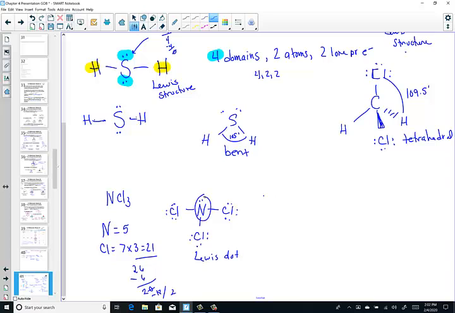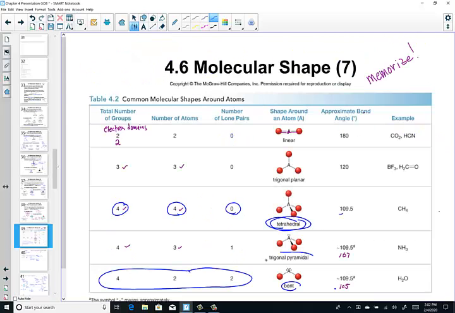Around the central atom, what do you see? I see 4 domains. Four things, four objects, if you will. Lone pairs and bonds are domains. Of those four domains, three of them lead to atoms, and one of them leads to a lone pair of electrons. So your VSEPR count is 4, 3, 1. 4, 3, 1, that's our trigonal pyramidal shape. Bond angles of about 107 degrees.